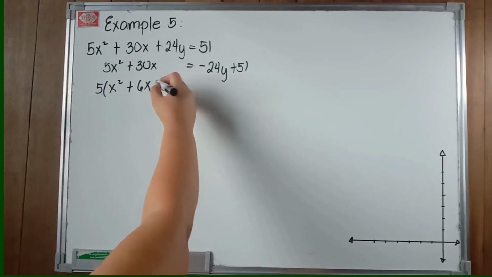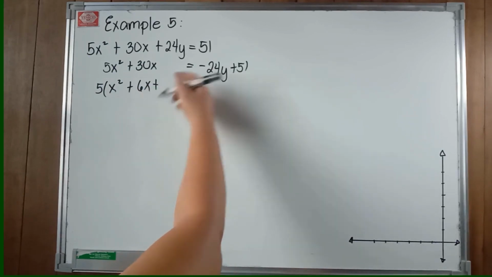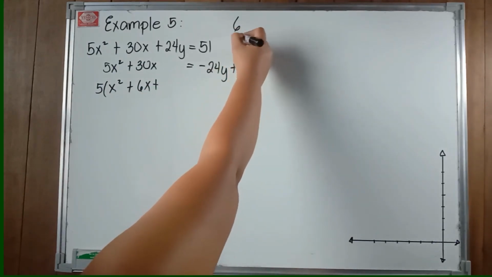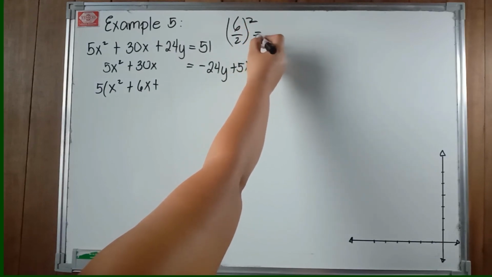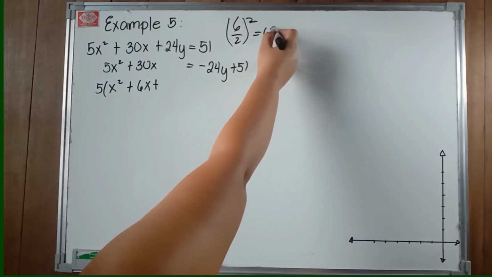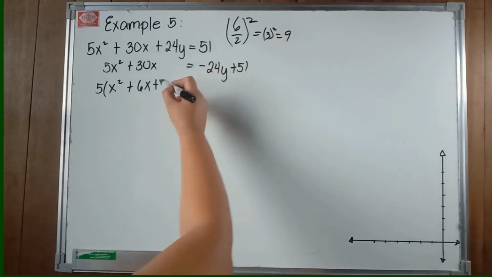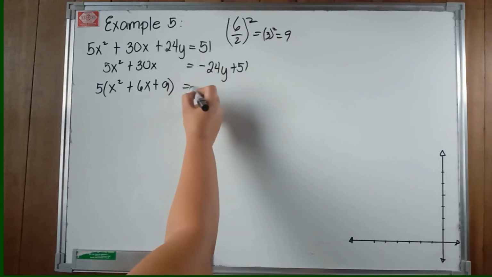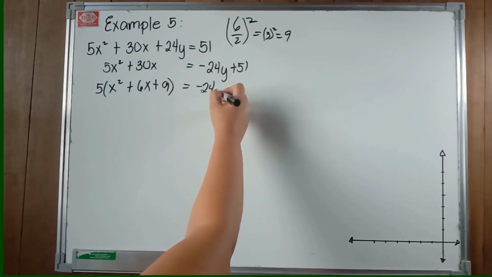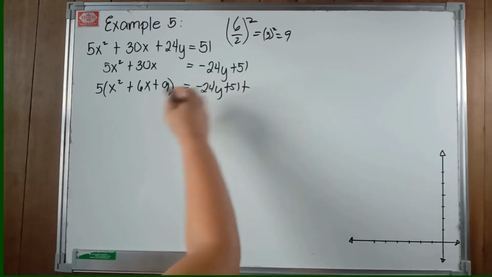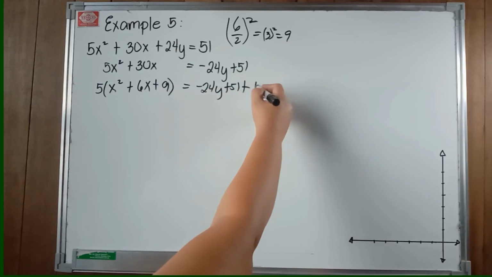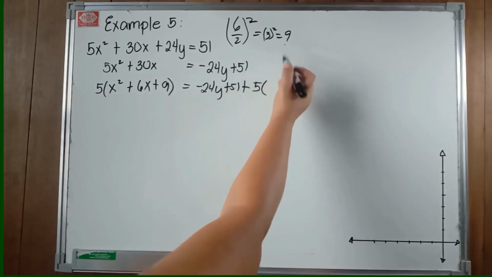So, let's complete the square already. Plus 6 over 2 squared. So, 6 divided by 2 is 3 squared equals 9. So, plus 9 equals, rewrite negative 24y plus 51 plus 5 times 9.